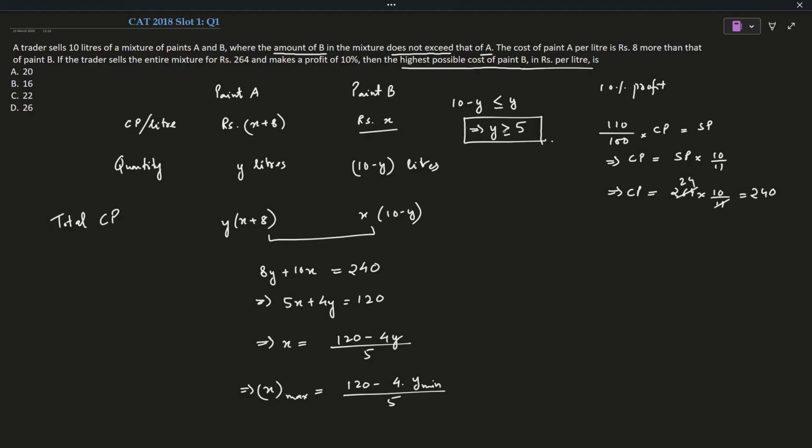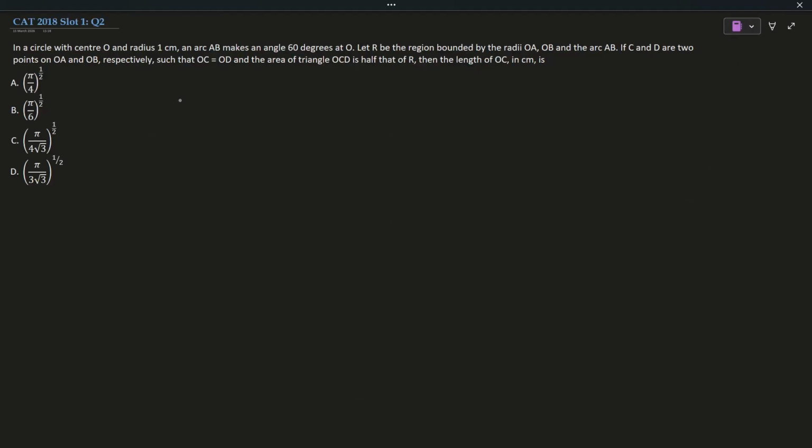What is the minimum value of y? It is 5. So 120 minus 20. Minimum value of y is 5, so 4 into 5 is 20. So 100 by 5 is equal to 20. That means the maximum value of x, which is the cost price of paint B per liter, is 20. Maximum value is 20. So the correct answer will be option A. Okay, easy question. Let's move on to the next question.